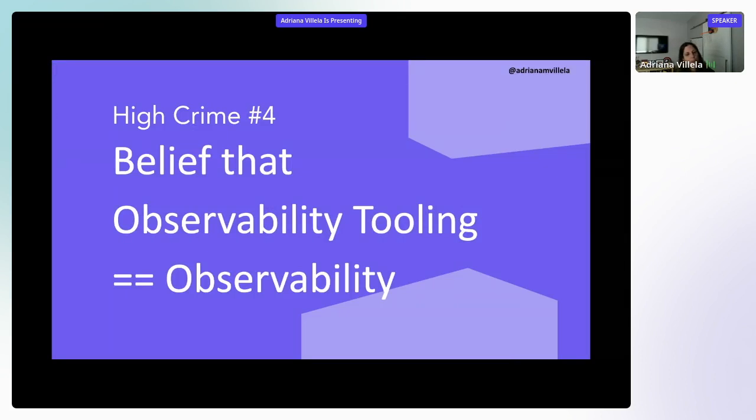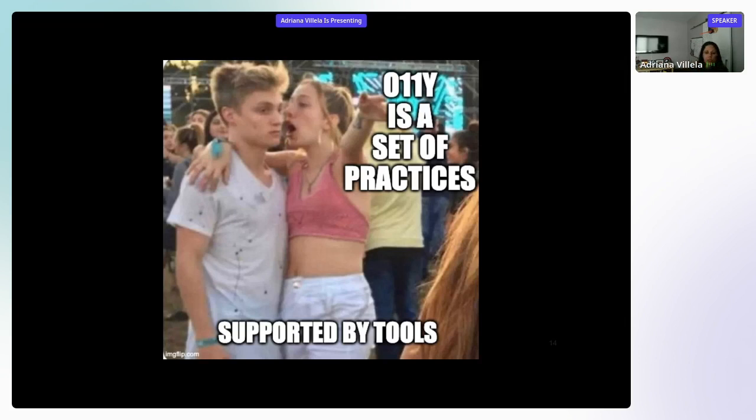High crime number 4, belief that observability and observability tooling are the same thing. Now, this couldn't be farther from the truth. Observability is a set of practices supported by tools. And these practices include instrumenting your code properly so you have enough information to be able to troubleshoot issues when they arise. So you don't have to bring in that group of well-seasoned experts. You can rely on your junior crew because they too have all the information they need to troubleshoot.